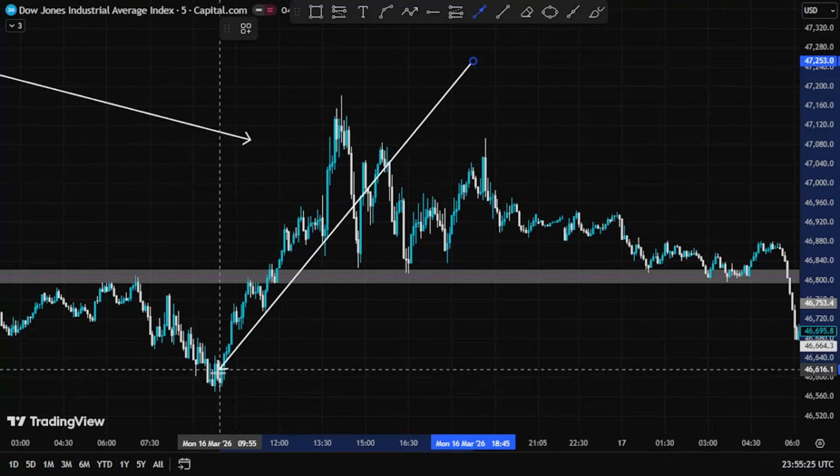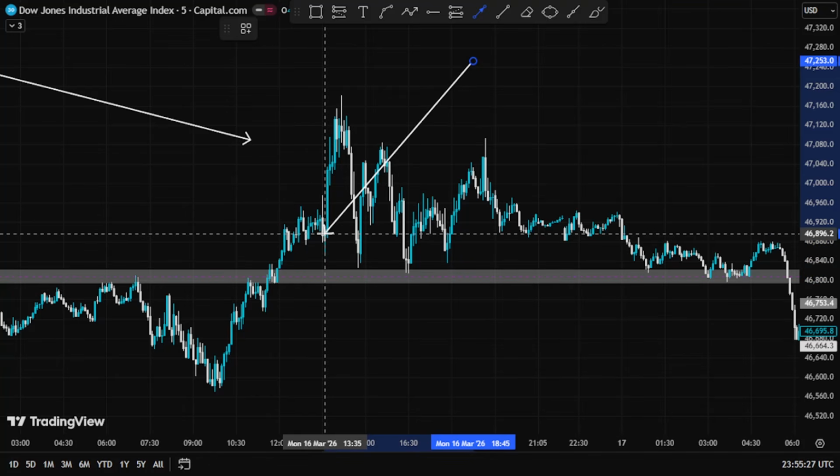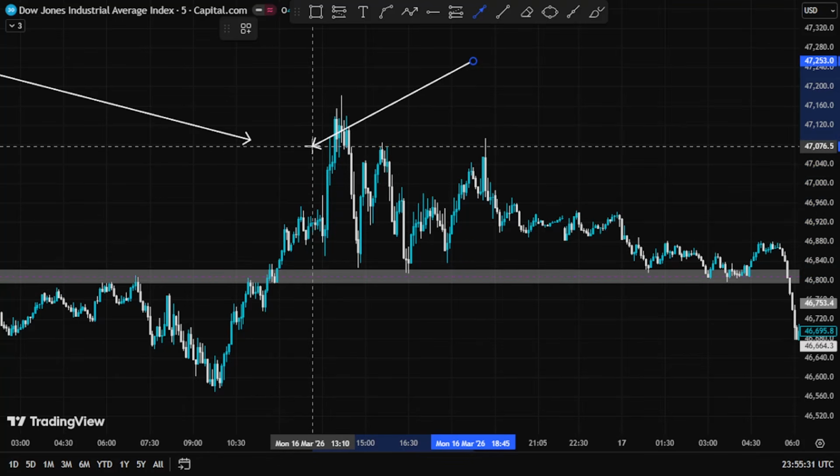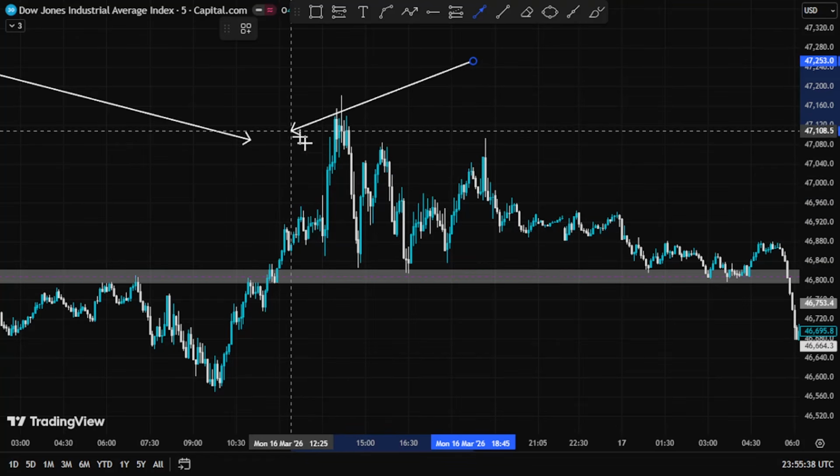For example, price made this low, made this higher low, and this is the indication. For those who know the ICC, for those who don't know what ICC is, I've actually made a whole course on ICC. You can check that out.